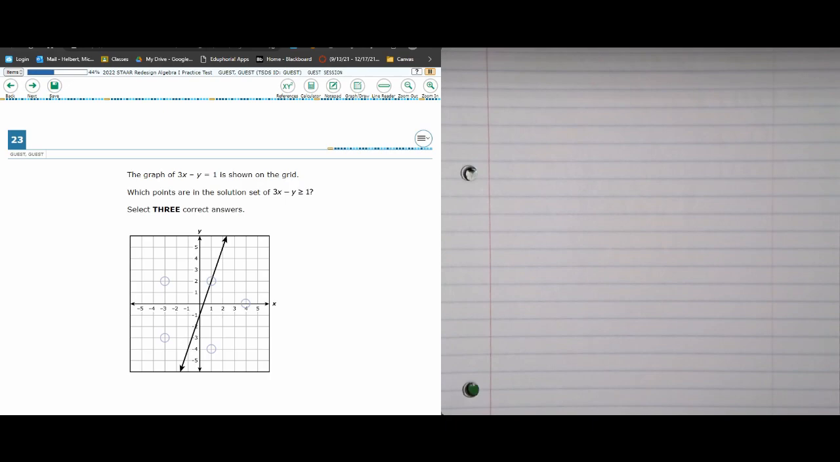On problem number 23, notice it says the graph of 3x minus y is equal to 1 is shown on a grid. Which points are in the solution set of 3x minus y is greater than or equal to 1? Select 3 correct answers. So we're looking for 3 different answers. They're going to be correct.